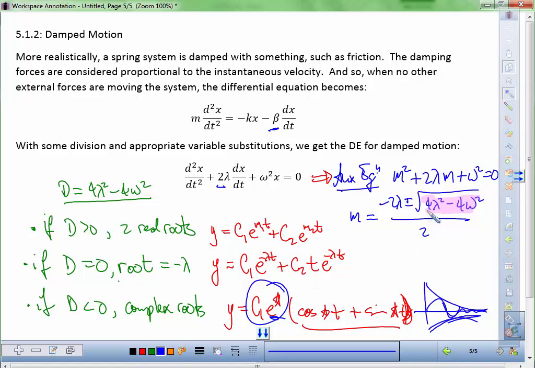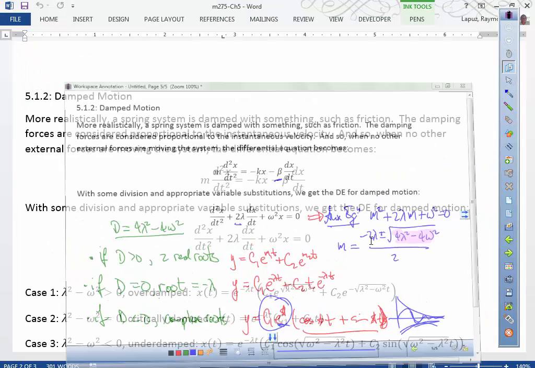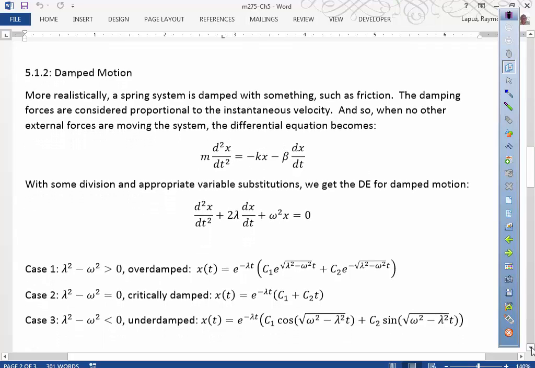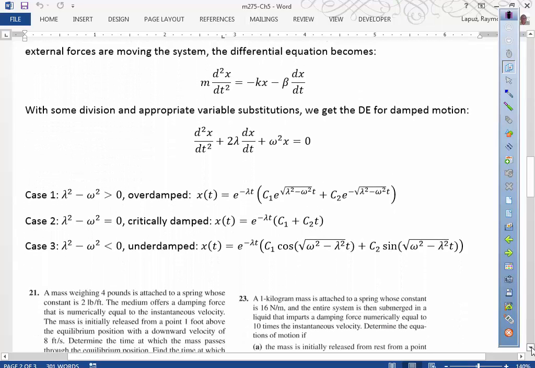Okay, so these are summarized a little bit better in the book and in my notes, where you have a nicer typed up version of the different cases.